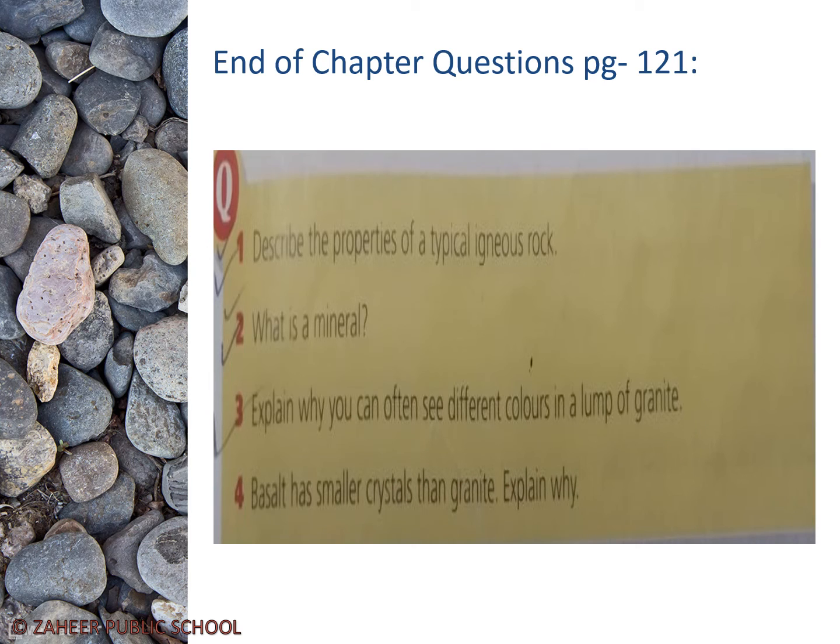I have explained in this lecture that crystals which cool down in a very short period of time are very small, and when crystals form after a long time, they are larger in size. So you have to explain all these questions on your own.